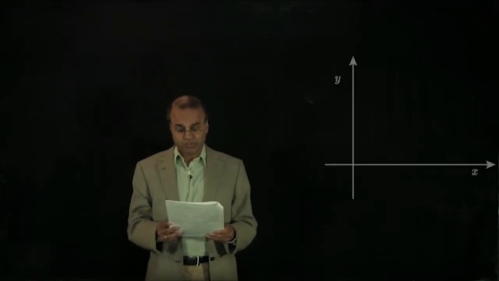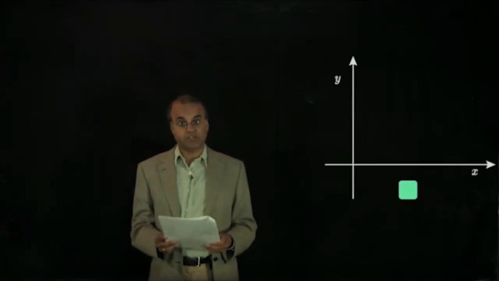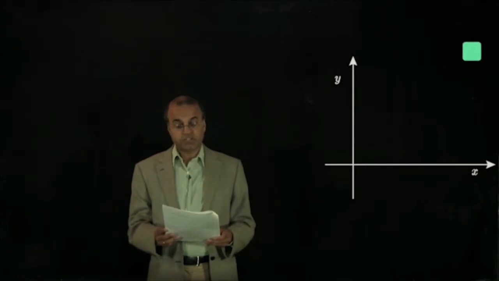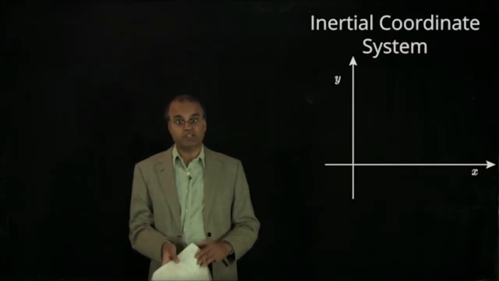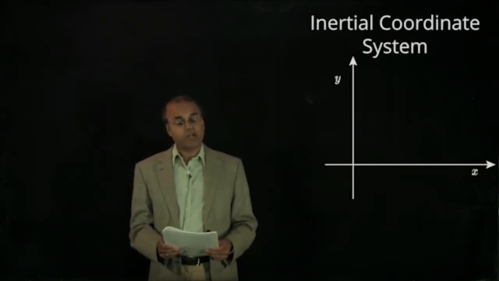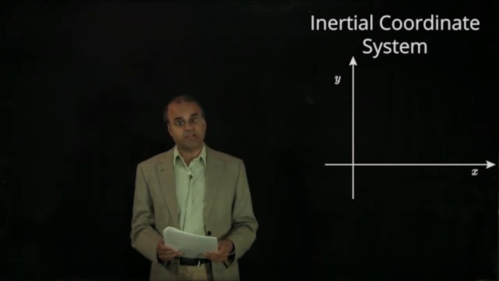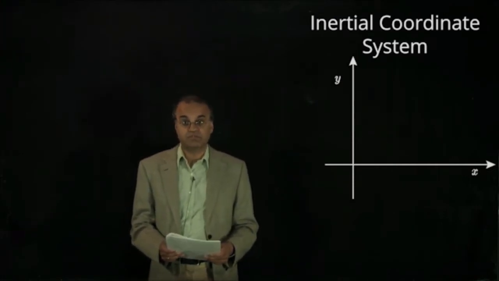It turns out that it's always possible to define a coordinate system in which an isolated body moves at constant velocity, perhaps zero. Such a coordinate system is called an inertial coordinate system. So another way of stating Newton's first law is that inertial coordinate systems exist. Now it's worth pointing out that not all useful coordinate systems are inertial. The ones that aren't, we call non-inertial coordinate systems.